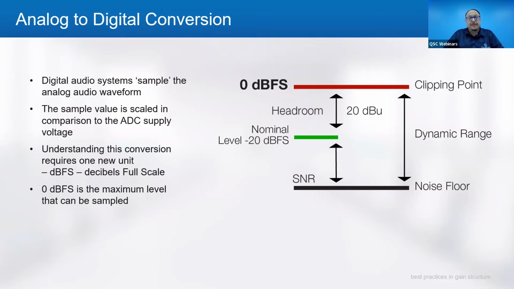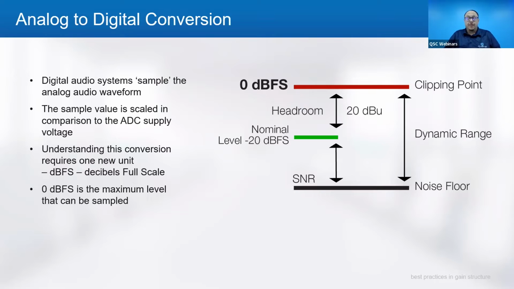And DBFS is dB full scale. Once you get into the digital domain, you no longer reference back to the 1 volt RMS, 0.775, like you do in DBU. This is actually based on where the clipping point is in the digital value. So wherever the top value is, that's where our clipping point will be, 0 dB full scale.